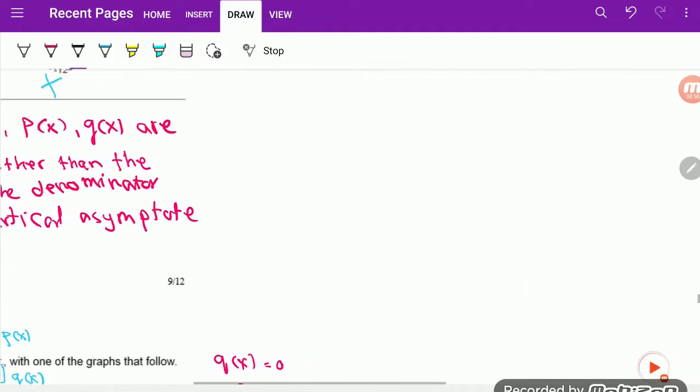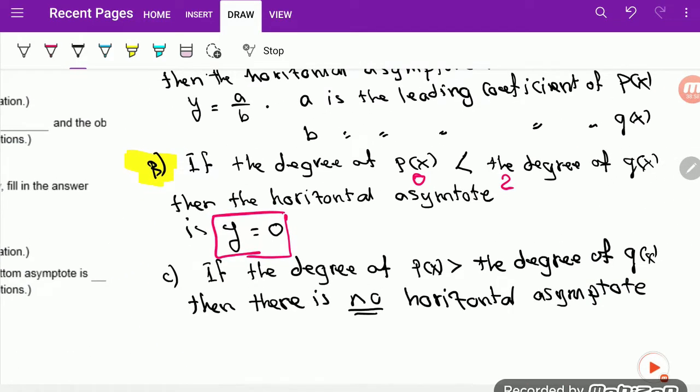So let's look back at our comments. If the degree of p is greater than the degree of q, there is no horizontal asymptote. We don't have a horizontal asymptote. So now we need to look at what? We need to look at the oblique, or slant, asymptote.